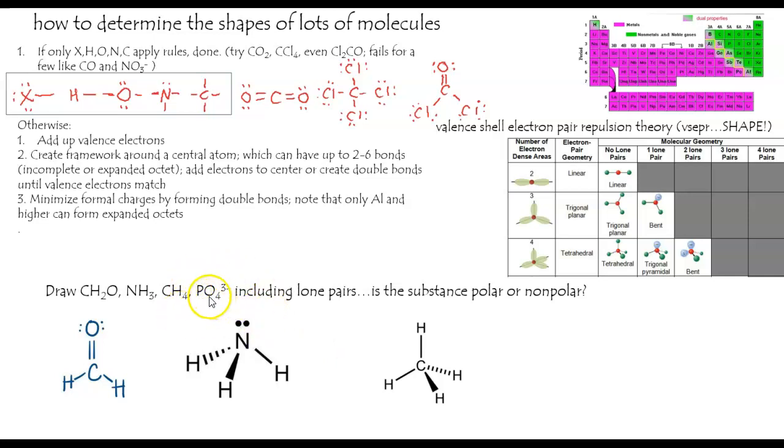Let's add up the total. That's 5. Notice phosphorus is group 5, plus 4 times 6, each oxygen is group 6. That gives us 29. 3 extras makes 32.